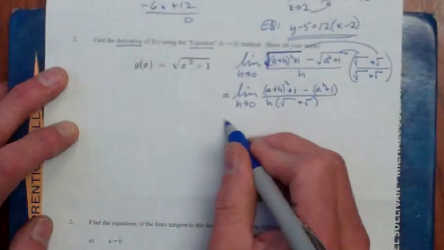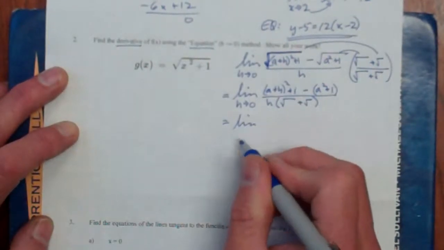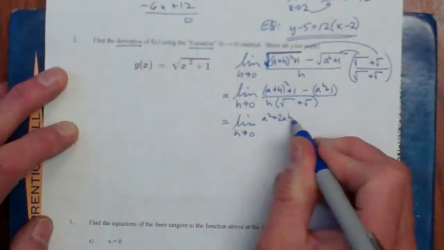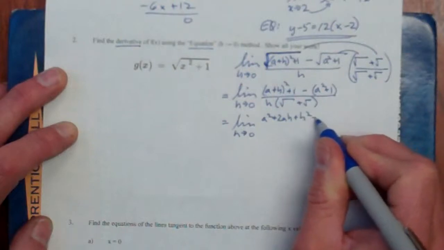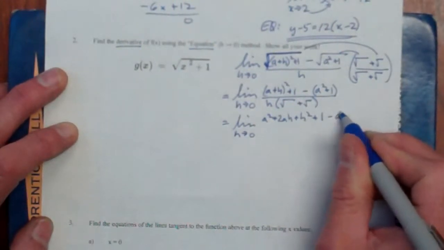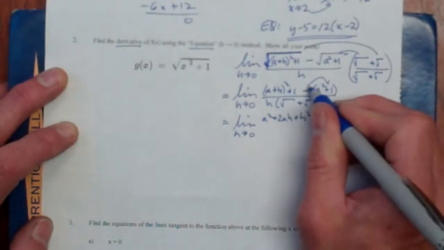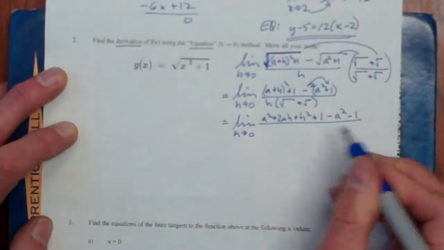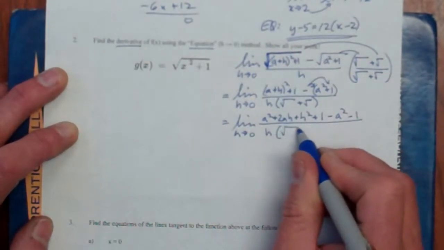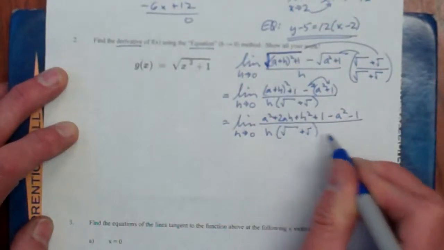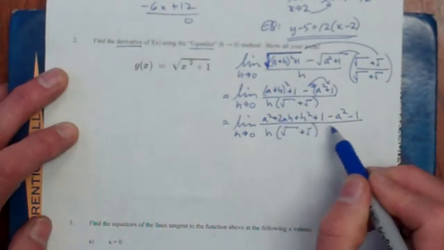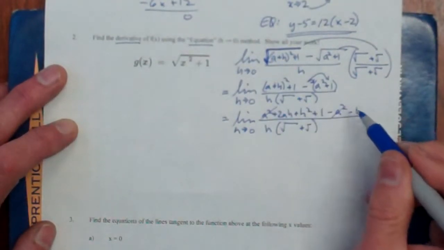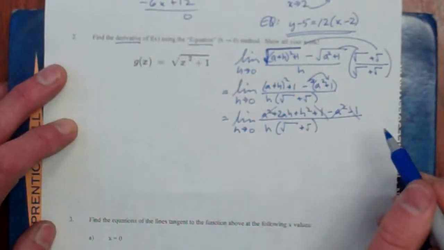Now I'm going to FOIL out this part at the top, and I get the limit as h goes to 0 of a squared plus 2ah plus h squared plus 1 minus a squared, and then I'm bringing in that minus sign to both, and I get minus 1 all over h times long radical plus the short radical. Alright, well this is like up above where you know it's going to factor. Here I know things are going to cancel. The a squareds cancel, and then the plus 1 and the minus 1s cancel.